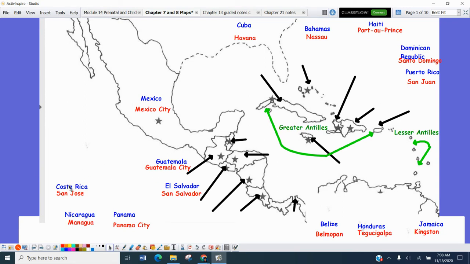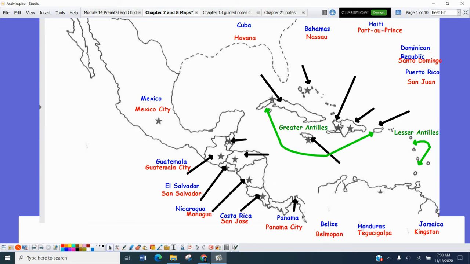Kind of further down the coast here, we have Nicaragua, which is this area right here. Its capital is Managua. Then we have Costa Rica. Its capital is San Jose. And then coming down here at the southern tip, we've got Panama, and its capital is Panama City.